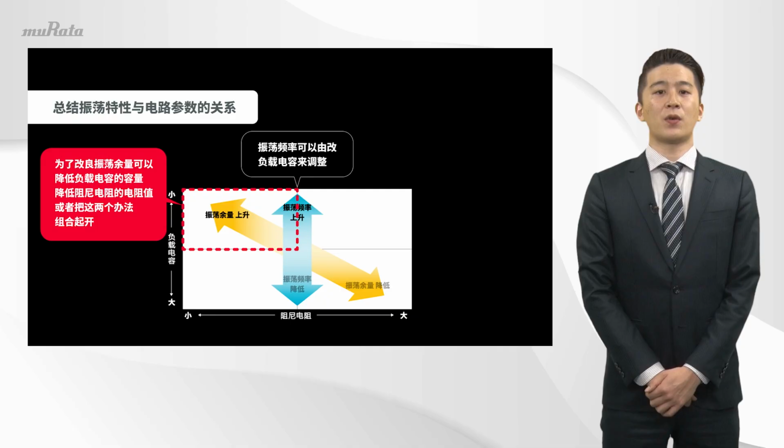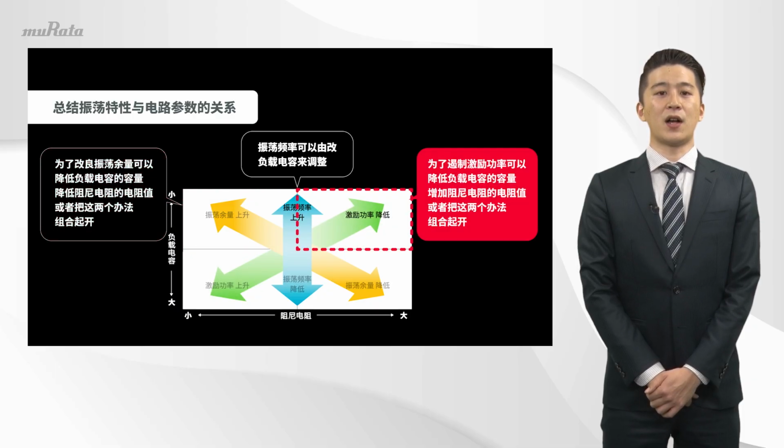To improve the oscillation margin, reduce the load capacitance value or reduce the damping resistance value. Or you can adjust both in combination. To reduce the drive level, reduce the load capacitance value or increase the damping resistance value. Or you can adjust both in combination.